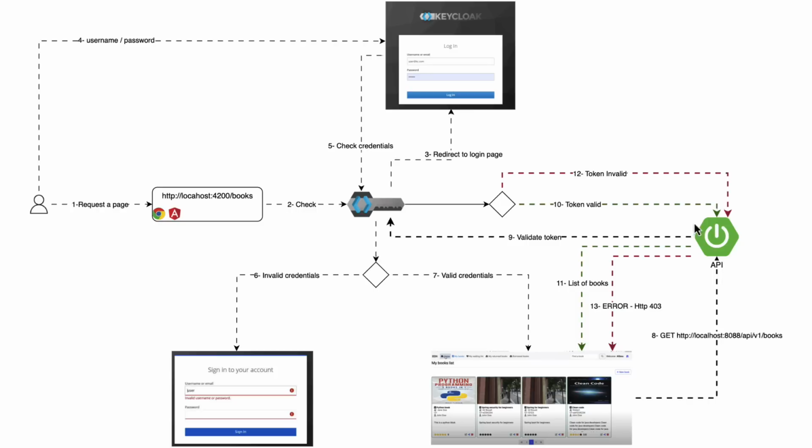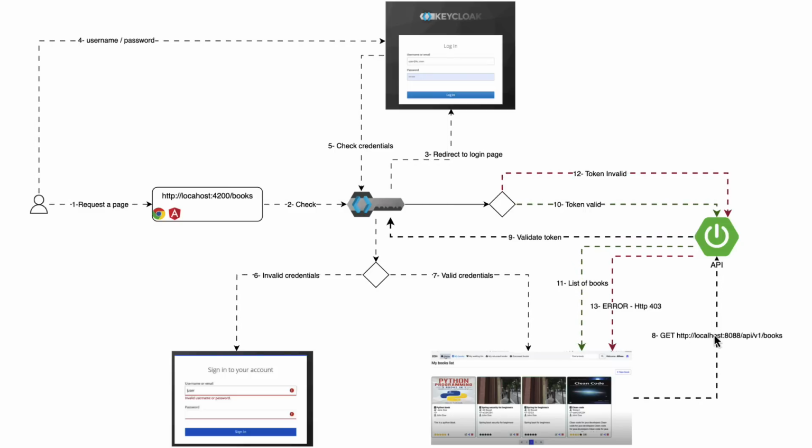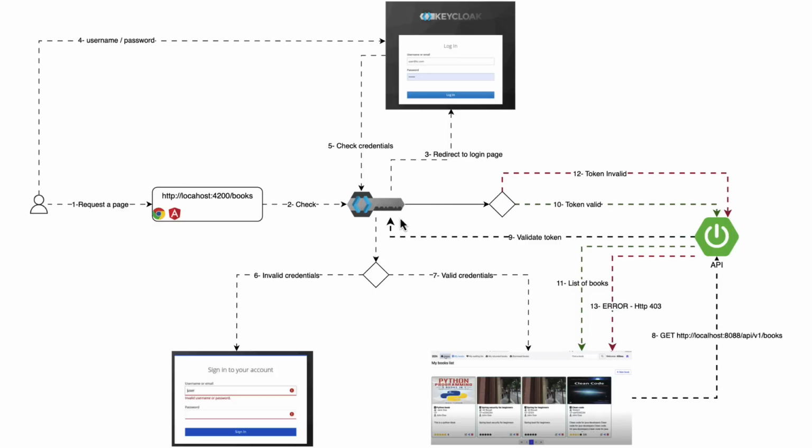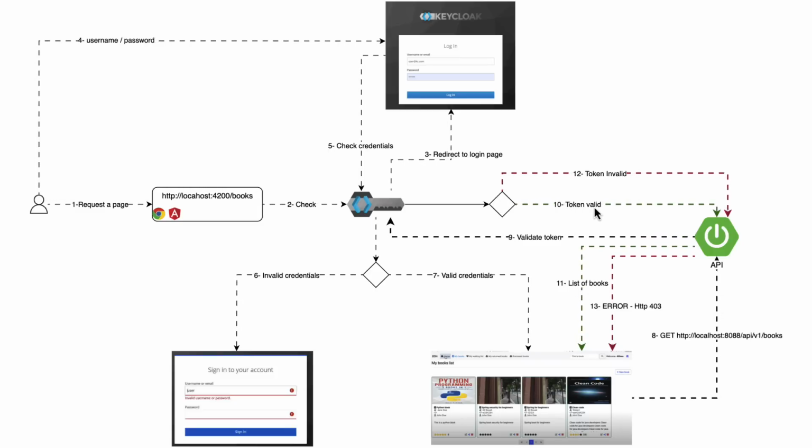And then on the backend, we have another check process. As you can see, in step number 9, we need to validate the token, because when we send this GET request, we include the bearer token, or the JWT token, in the request header, as we did before with JWT. Then we need to validate this token against Keycloak, since Keycloak is the issuer of our JWT token. And here we have two possible scenarios. The first one, number 10, is a valid token. Then we send back to the API that the token is valid, and then we send back the list of books to the front end.